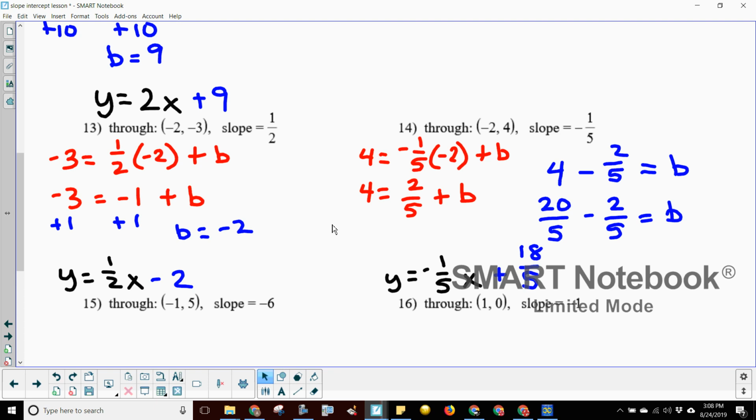Spoiler alert, if you're watching this video over the weekend, Monday we're coming in, and instead of them giving us the slope, they're going to say, here's 2 points, find the slope. So we'll have to find the slope, then come back and go, okay, if I have a point and the slope, I should be able to figure out the rest of the problem.